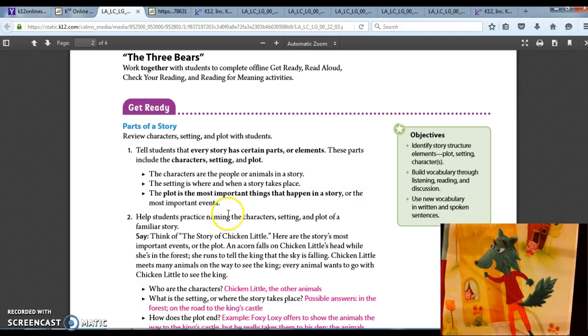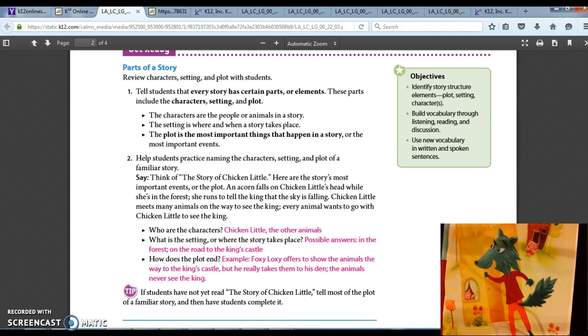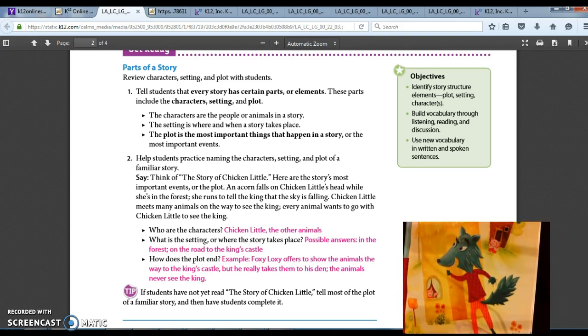So I want you to think about the story of Chicken Little. That's a story that's in your Read Aloud Treasury book that you have read. And I'm going to give you a little summary of the story. The acorn falls on Chicken Little's head while she's in the forest. She runs to tell the king that the sky is falling. Chicken Little meets many animals on the way to see the king. Every animal wants to go with Chicken Little to see the king.